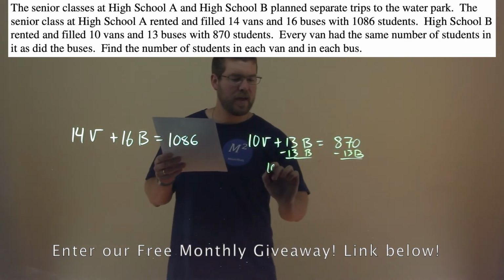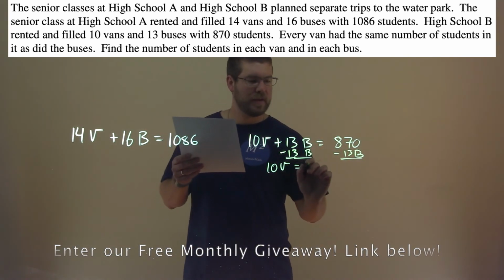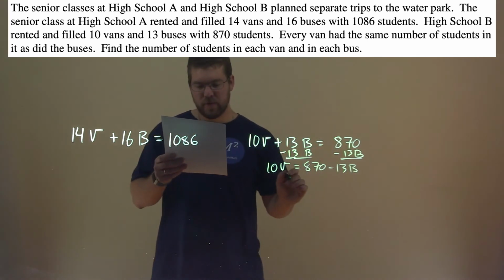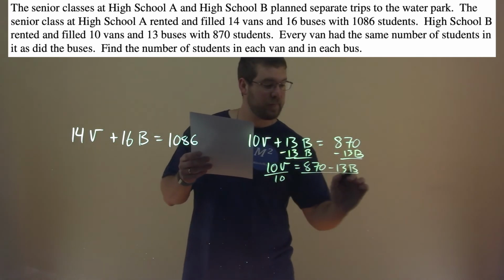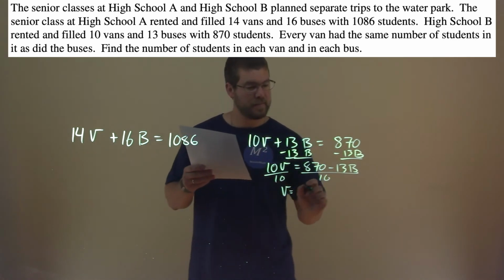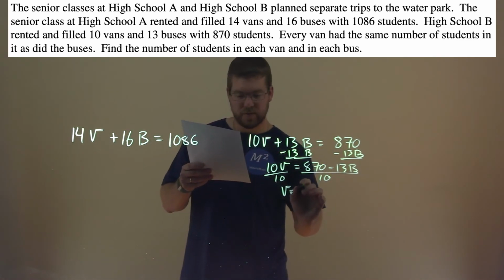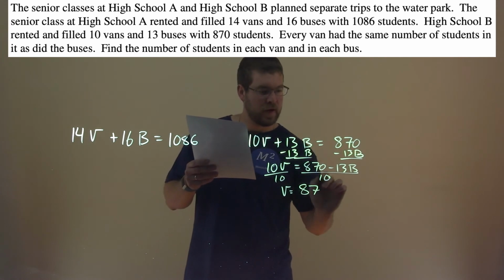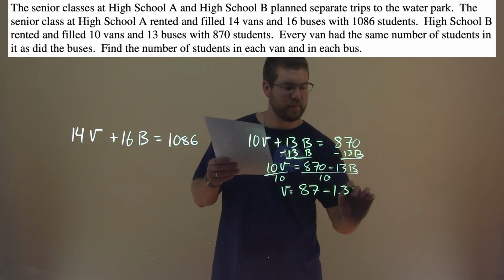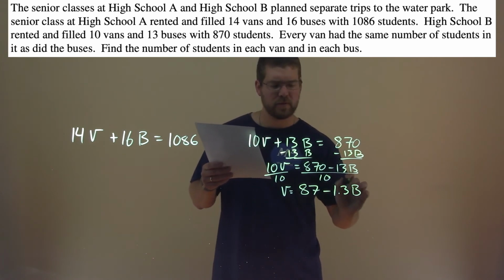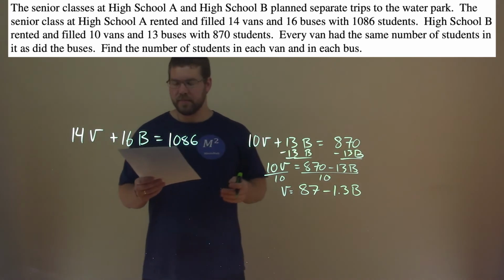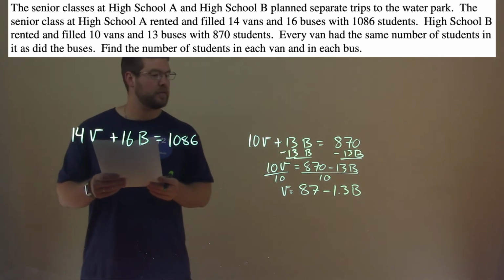And we're left with 10V equals 870 minus 13B. Divide both sides by 10. And V equals 870 divided by 10, which is 87, and 13 divided by 10 is negative 1.3B. And don't be afraid of the decimals. Just like a normal number, integer, just take your time with it. Okay? Same process still applies.